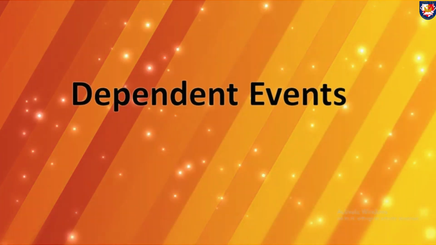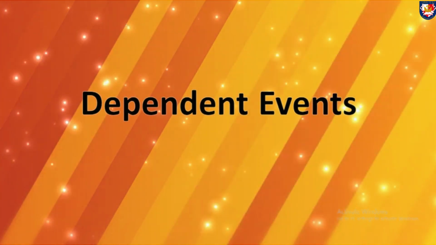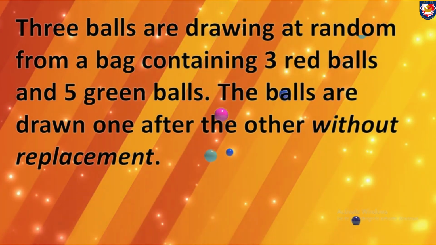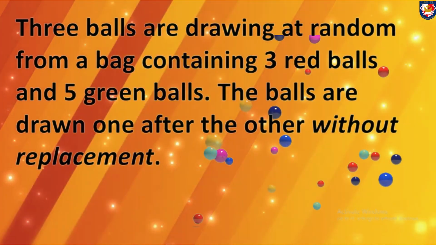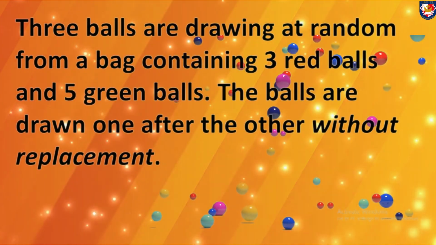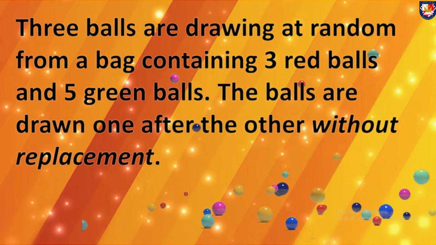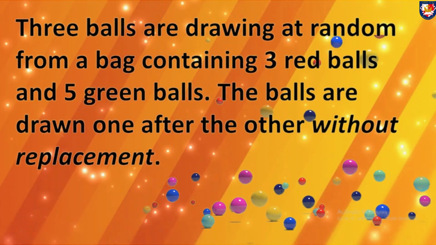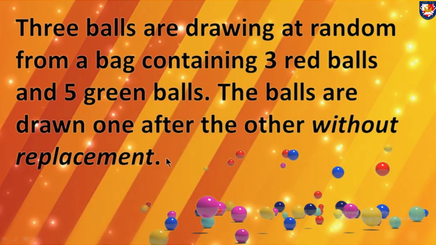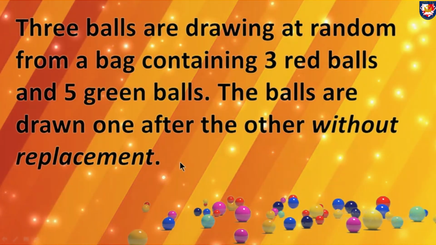The dependent events that we're going to learn in this video involve three processes. Like this example: 3 balls are drawn at random from a bag containing 3 red balls and 5 green balls. The balls are drawn one after the other without replacement. Since 3 balls are drawn, it involves 3 processes, and without replacement means dependent events.